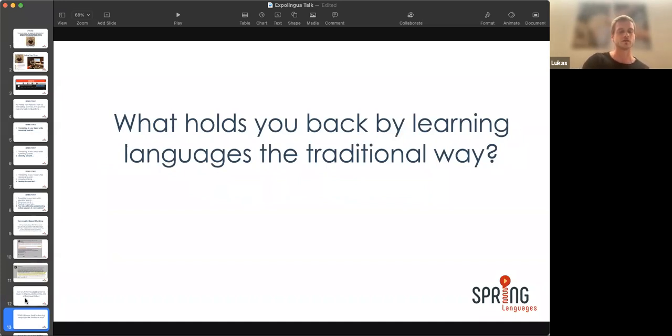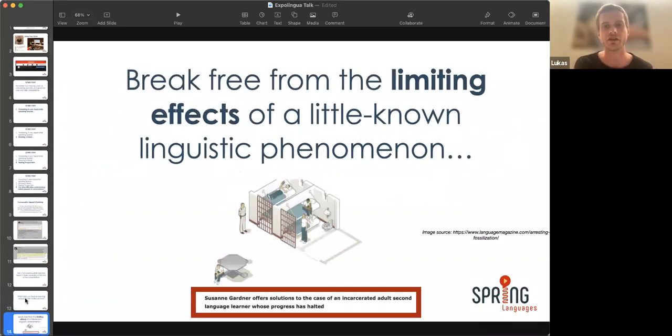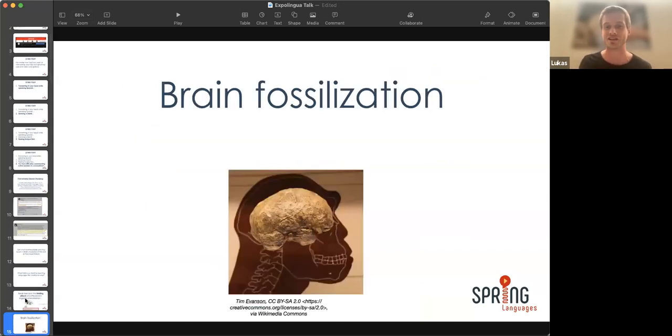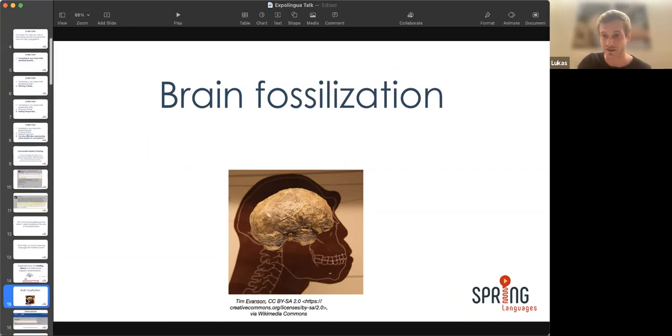Many people don't realize this, but there is a little known linguistic phenomenon that's holding most people back when they're learning a language. It's called brain fossilization. This is quite a dramatic photo, I know. I don't know if any of you know what fossilization is. Maybe you've heard of it before, maybe you haven't, but it will make total sense. I'll explain to you what it is, how you can avoid it. Anna says fossilized errors. That's exactly what it is, right?